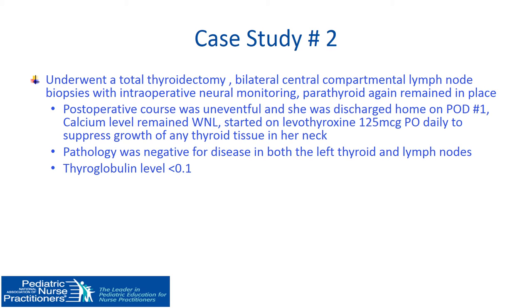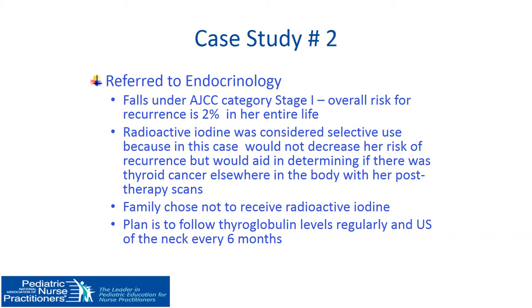Calcium levels were normal. She was started on levothyroxine, and we wanted to suppress any growth of thyroid tissue in her neck or anywhere else. Pathology at that point, the left thyroid and the lymph nodes were all negative for disease, so that's great. Thyroglobulin level was very low, which is good, and we were going to monitor her thyroglobulin levels from there on out. She was 17, so we referred her to an adult endocrinologist.